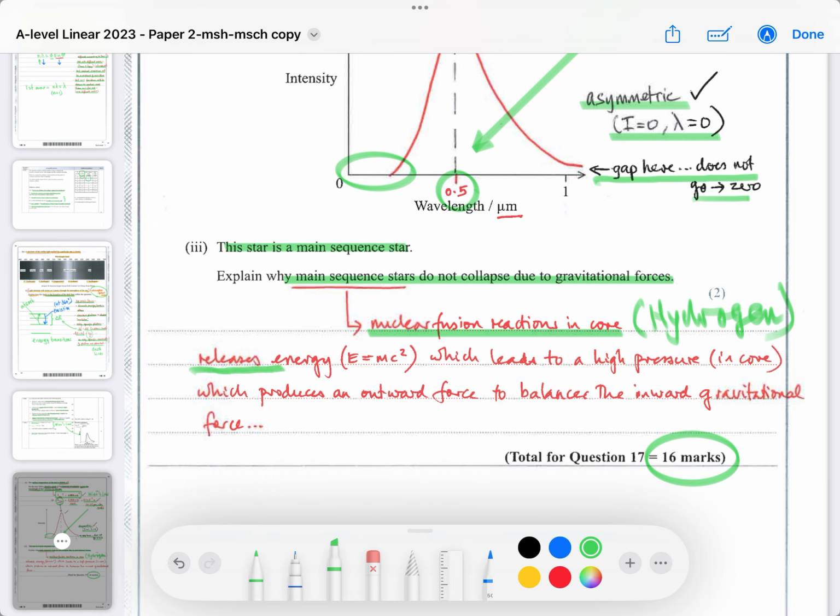Yeah, this releases energy by mass defect, E equals mc squared, which leads to a higher pressure in the core, obviously. This produces an outward force, because obviously you've got a higher pressure. Pressure is force over area. And this balances the inward gravitational force. So it maintains the radius of the star depending on what the pressure at the center is. Okay? And obviously when the pressure drops, when hydrogen runs out, you actually have expansion due to the forces changing inside the center of the star.